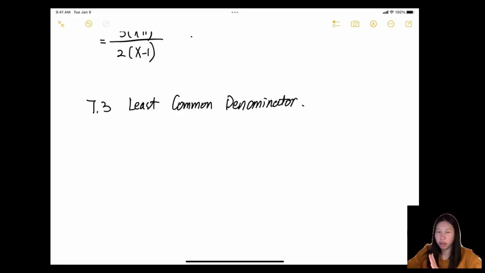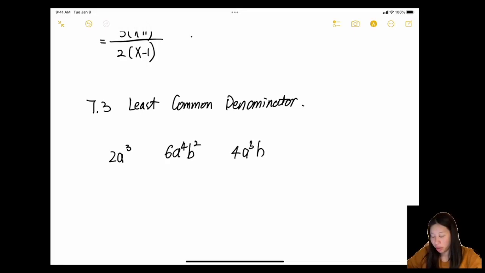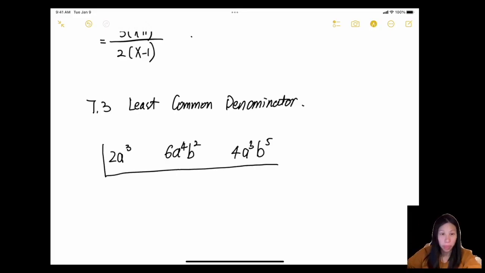Okay, so now look at this. We have 2a to the cube, 6a to the fourth b squared, and 4a cubed b to the 5th. So now let's find the common factor of these terms. If you can see it right away, we can just find it one by one.